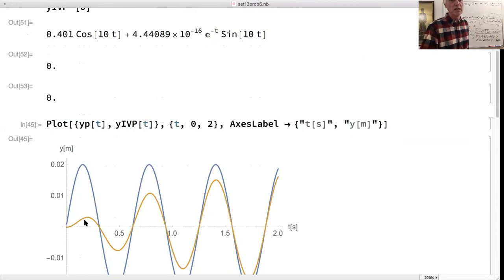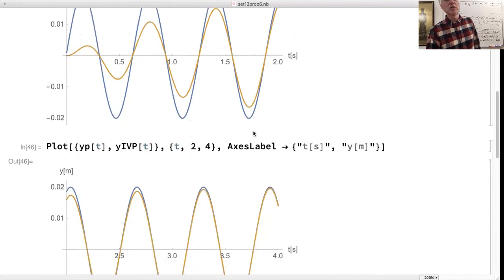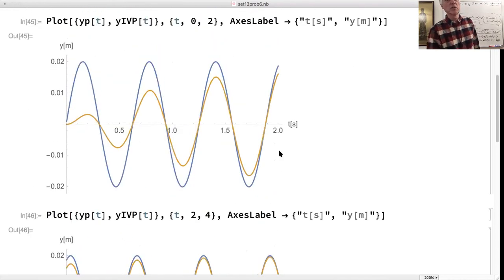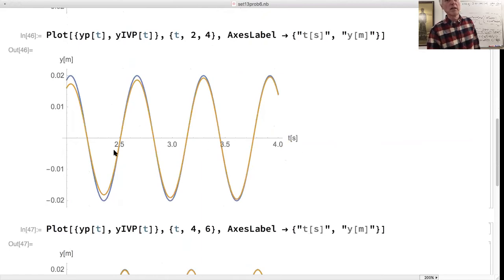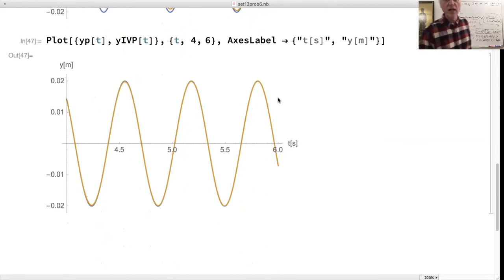So here I have some plots. Here I'm plotting y in meters versus t in seconds. The particular solution, or the steady state solution, is in blue, and the solution to the IVP is in red. It starts out with y equals 0, y prime is 0, and then it starts growing. And as time goes on, it grows. That was time from 0 to 2. Here I go from 2 to 4. The solution to the IVP is getting really close to the particular solution, or the steady state solution. If I go from 4 to 6, you can barely tell the difference.